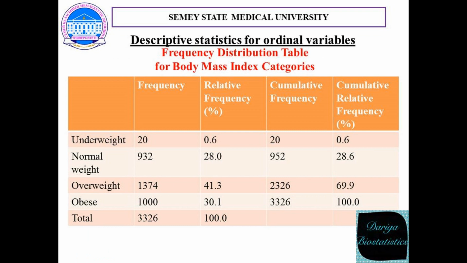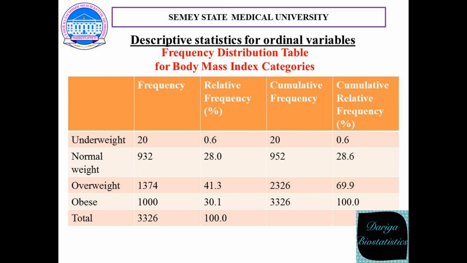The given table is a frequency distribution table for the ordinal body mass index variable. Both weight and height are measured directly, and BMI is computed as described previously. Study shows that 28% of the patients are classified as normal weight, 41.3% are classified as overweight, and 30.1% are classified as obese.